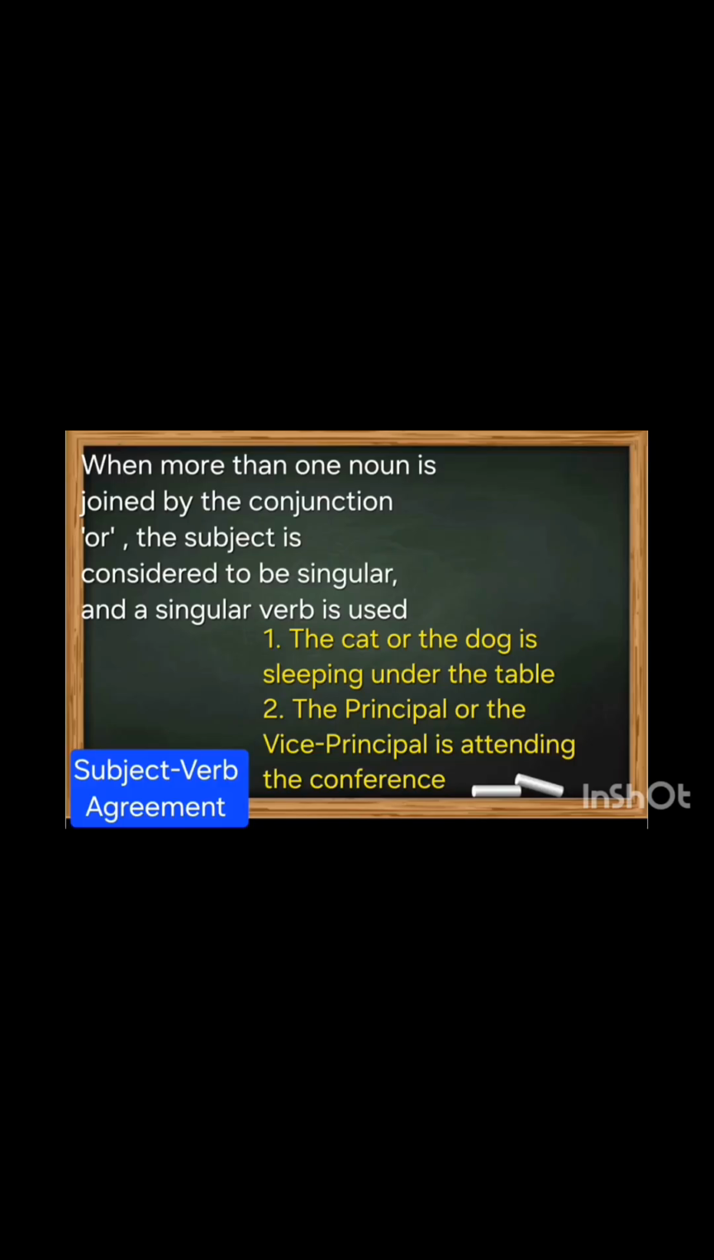The next, when more than one noun is joined by the conjunction or, the subject is considered to be singular and hence a singular verb is used. Look at the examples here. The cat or the dog is sleeping under the table. So we are using the singular verb is.